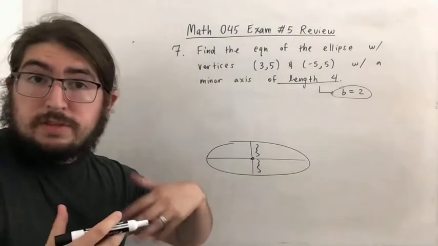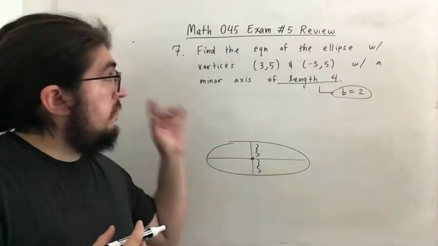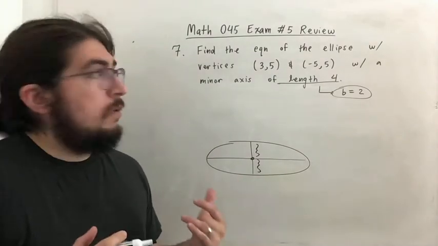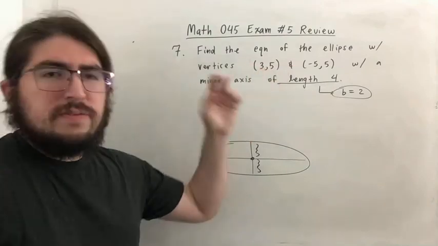Remember that for the standard form of an ellipse, we need h and k, of course, the center, which we can actually find by symmetry of the vertices.